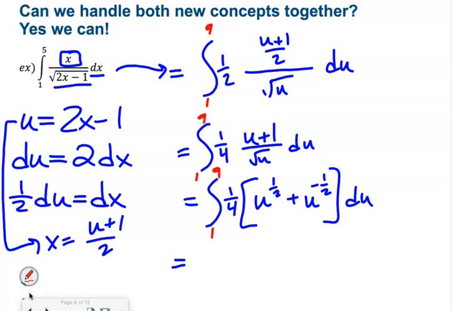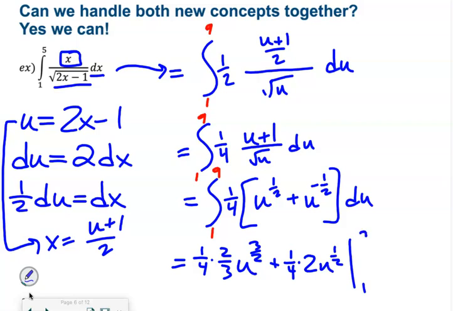Okay. So anyway, there's our limit. So now we have, this is 2/3 u to the 3/2. So we have, I'm going to just write 1/4 times 2/3 u to the 3/2 plus 1/4 times 2u to the 1/2, evaluated from 1 to 9.